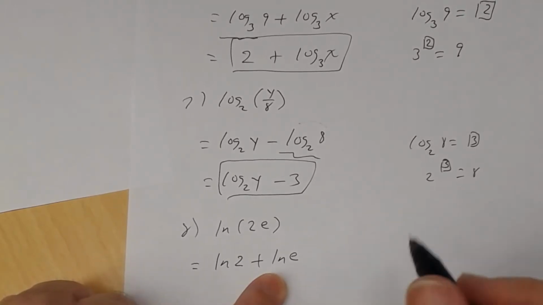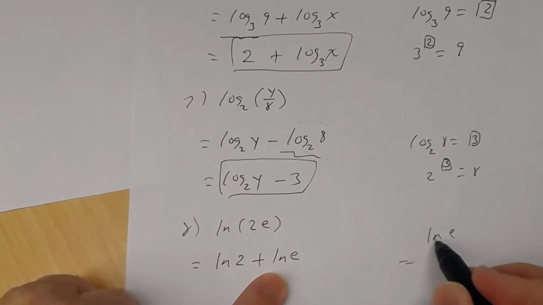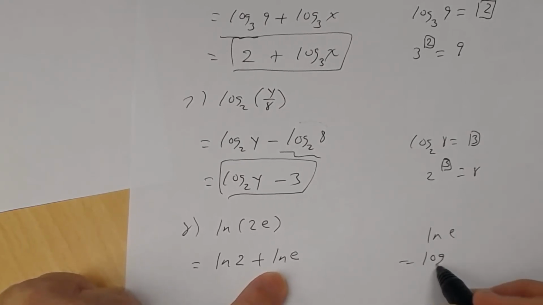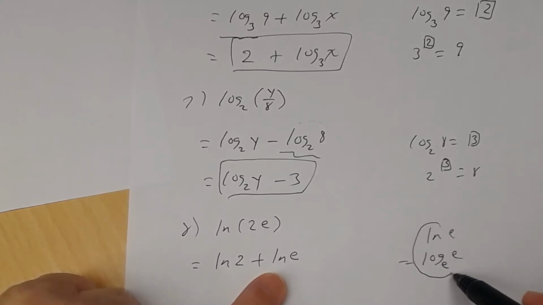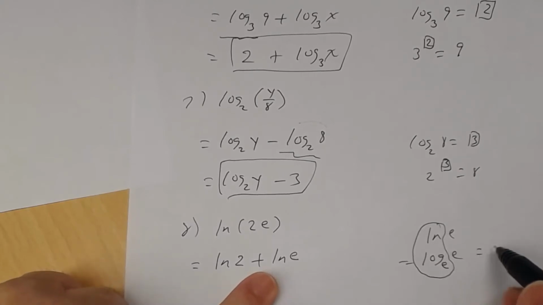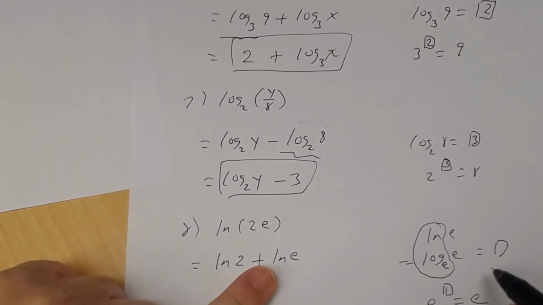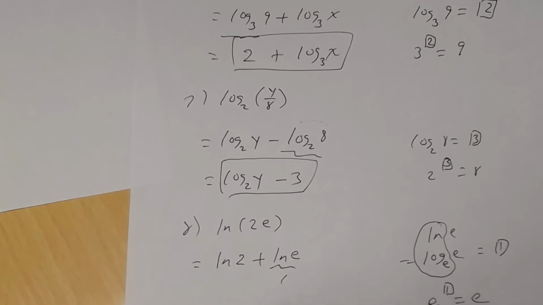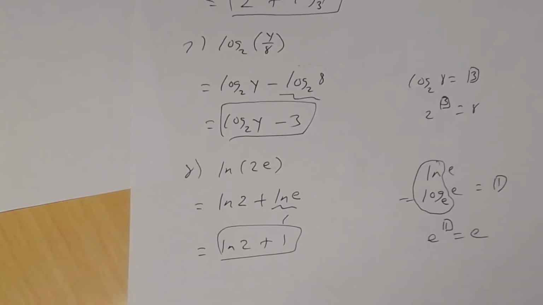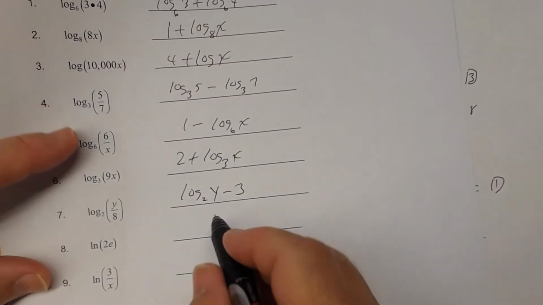Now you see this natural log of e? I want you to remember something. The natural log of e, the ln, that's really log base e, and your argument here is e. ln is log with base e. So then again, ask yourself, what is this exponent? Well, e to what power is e? So e to the first power is e, so that's 1. So it becomes natural log of 2 plus 1. So that's number 8.